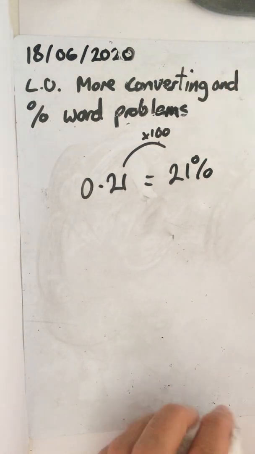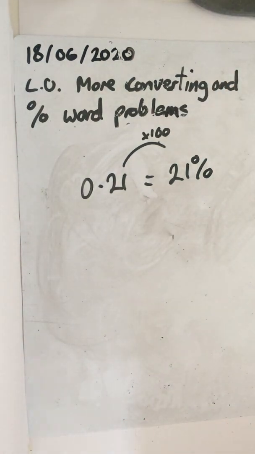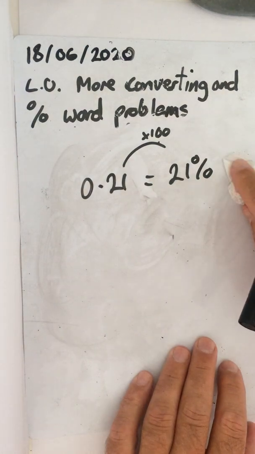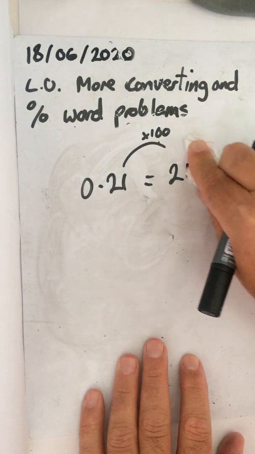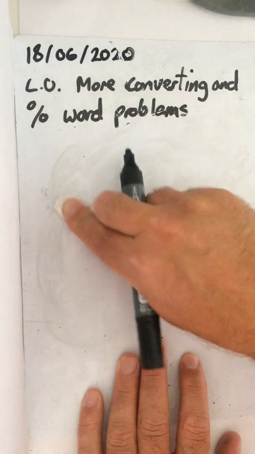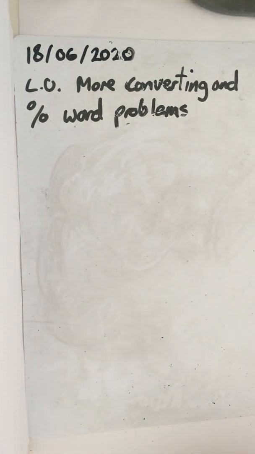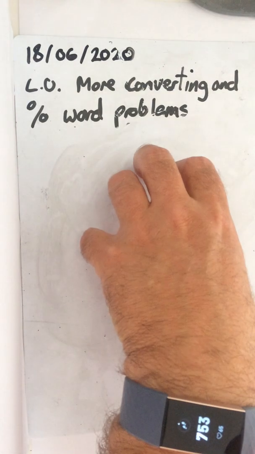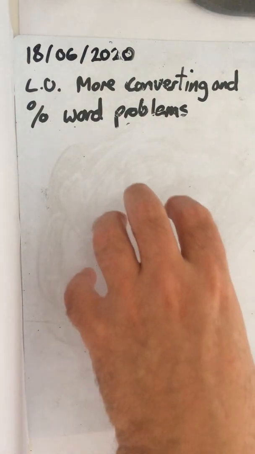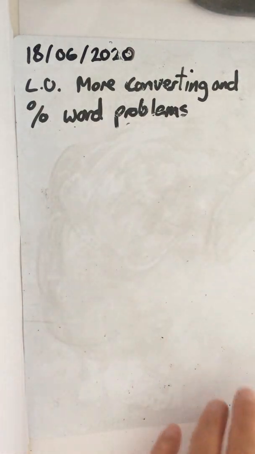And a lot of the work we'll be doing today is involving converting fractions to percentages. But you can easily then convert that percentage to a decimal from there, can't you? Once you've got the percentage, you can convert that into a decimal just by dividing by 100.